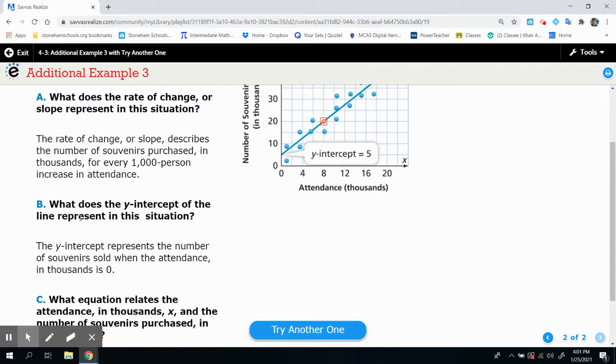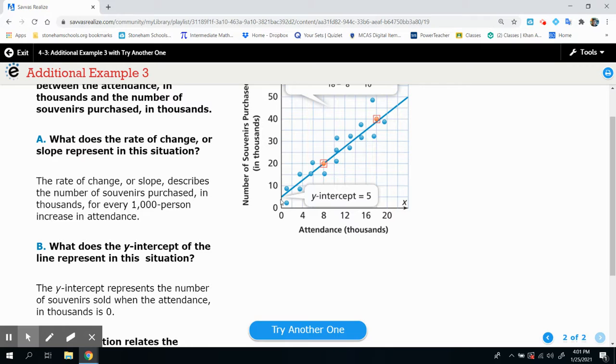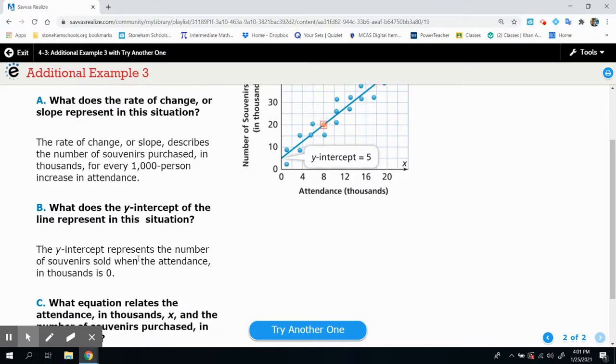What does the y-intercept of the line represent? The y-intercept represents the number of souvenirs sold when the attendance in thousands is 0. So according to this line of best fit, even when there are no people there, you sell 5,000 souvenirs. Now, this sometimes happens when you have a line of best fit because we're trying to line up that line as best we can with the data points.